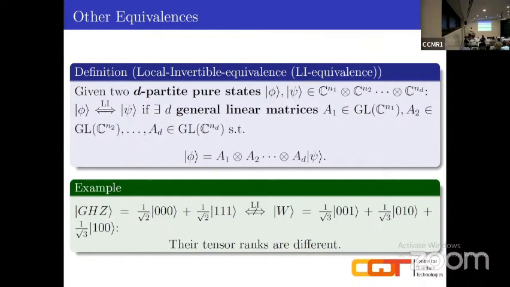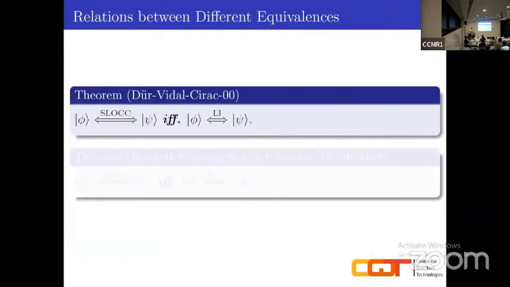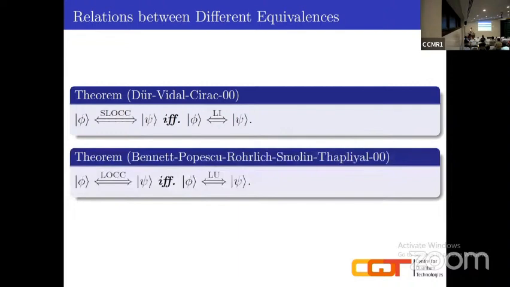So first we have a theorem proved by Dür, Vidal, and Cirac in 2000. They proved that SLOCC equivalence is equivalent to LI equivalence. Then there is a result proved by Bennett, Popescu, Rohrlich, Smolin, and Thapliyal. They stated that if two states are LOCC equivalent, then these two states are also LU equivalent.